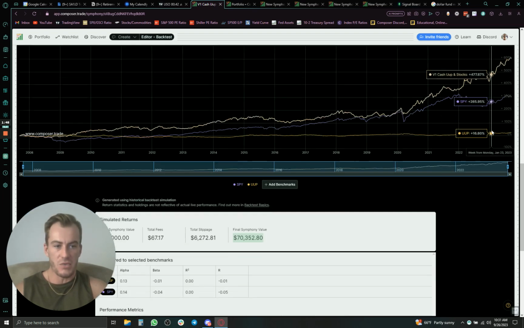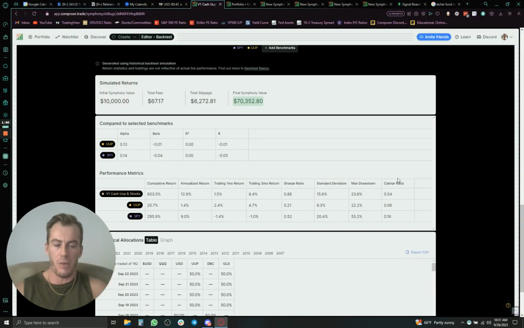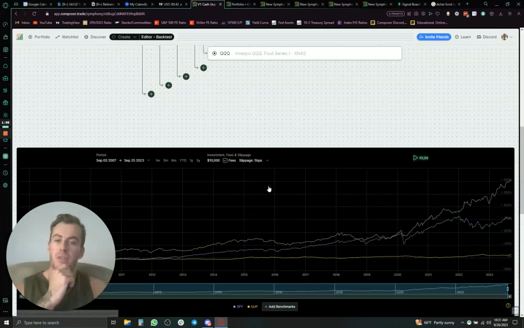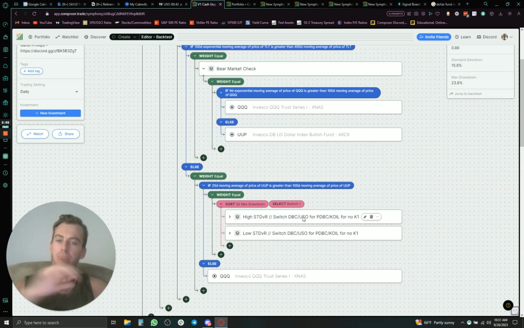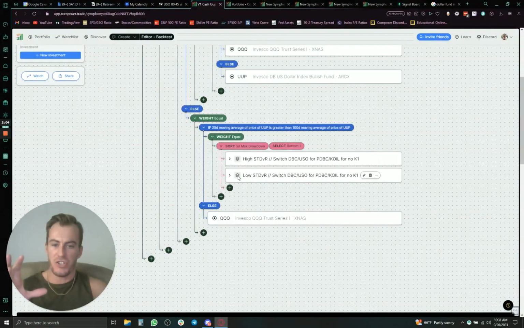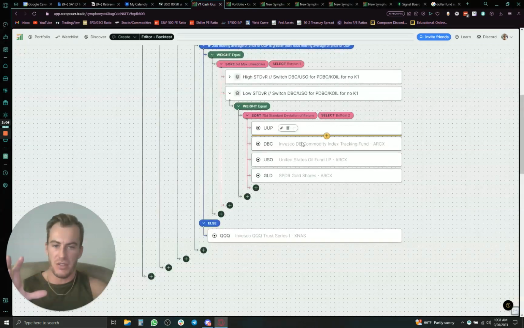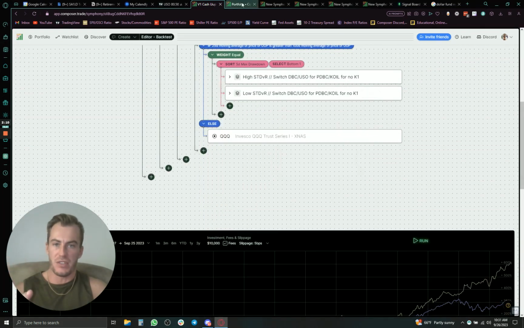And as you can see, it does really well through this current bear market and chop, with a 23% drawdown, a 54 Calmar, and a 13 alpha with a 12% annualized return. So let me walk you through how this strategy works. I actually built it backwards, so I started with just this sort function. So what we're going to do first is look at just this sort function.